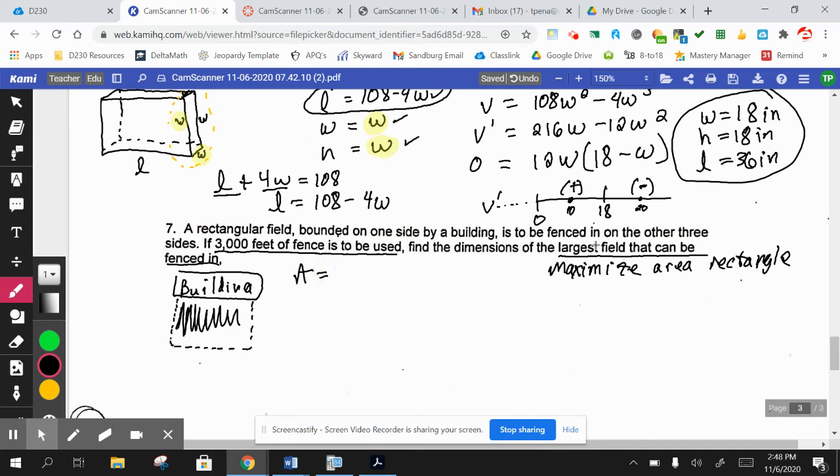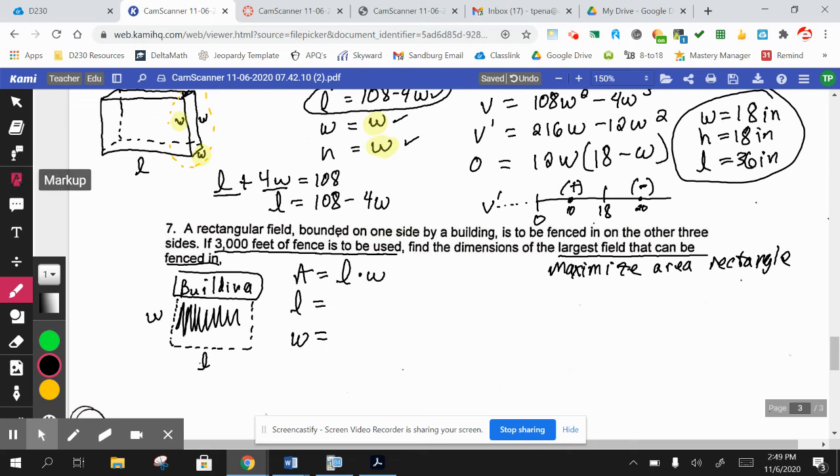Before we used base times height, but I think when we're talking about the ground as a flat surface, length and width would work better. Not that you can't use base times height, but we're going to use length and width. We want to get these defined using the same exact variable. So the way we're going to go about that, let's come over here. Here's our length, here's our width. So label that.